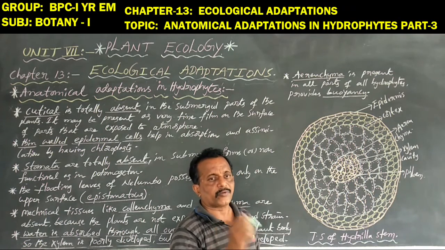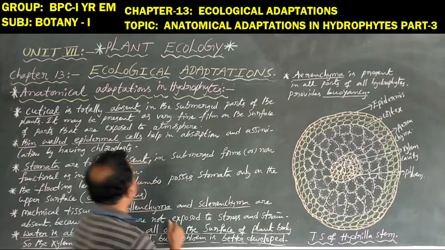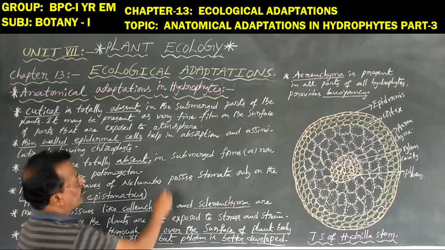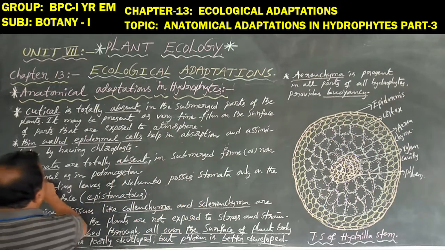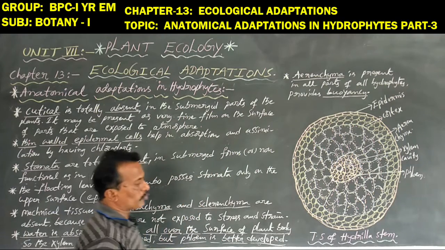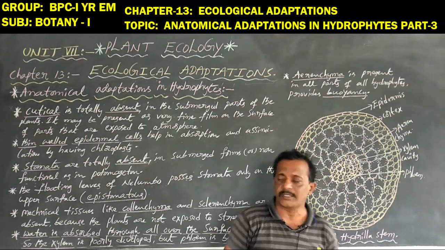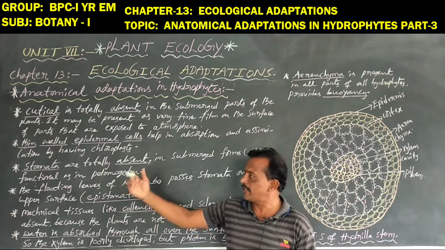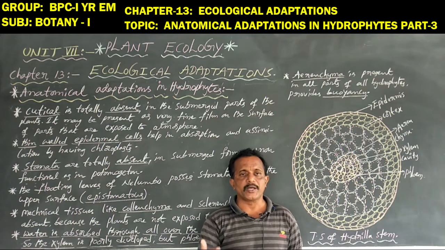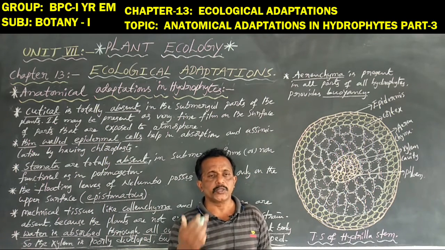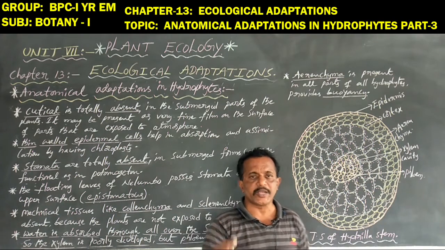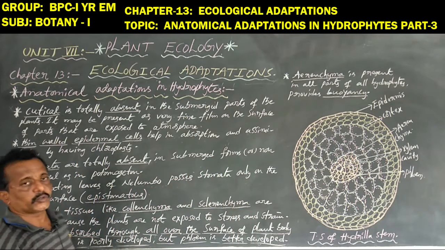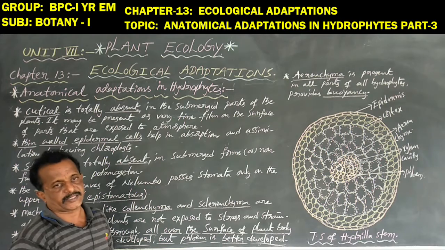But in all aquatic plants, stomata are totally absent. In submerged forms they are non-functional, as in Potamogeton, that is an amphibious plant. So dear students, stomata are totally absent. But how do gases exchange? In this case, the exchange of gases takes place with the help of thin walled epidermal cells.